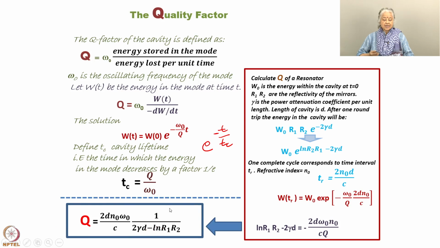Just look a bit closely at it, you will find all the losses are here, these are all the loss terms. So, if the losses are very high in the cavity, then your Q becomes very low. If the losses are low, then the Q becomes very high. So, you would like to keep the losses low, so that your Q is high. But at some time or the other, maybe the Q also becomes low. That is what we will see in our next slide.